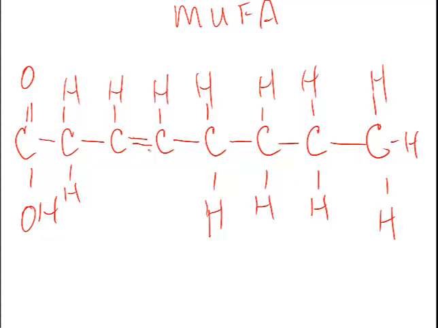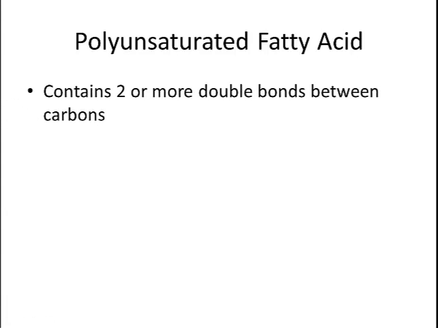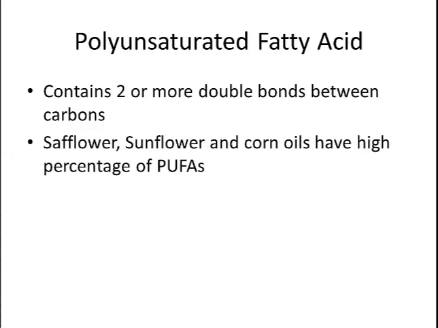So we have this one spot here that is not saturated. Remember, the carbons have 4 lines because we have a double bond, but there's not hydrogens on the bottom. Okay? So we can contrast that with a polyunsaturated fatty acid, which contains 2 or more double bonds between the carbons. Safflower, sunflower, and corn oil have a lot of PUFAs in them. So we're going to draw that one.